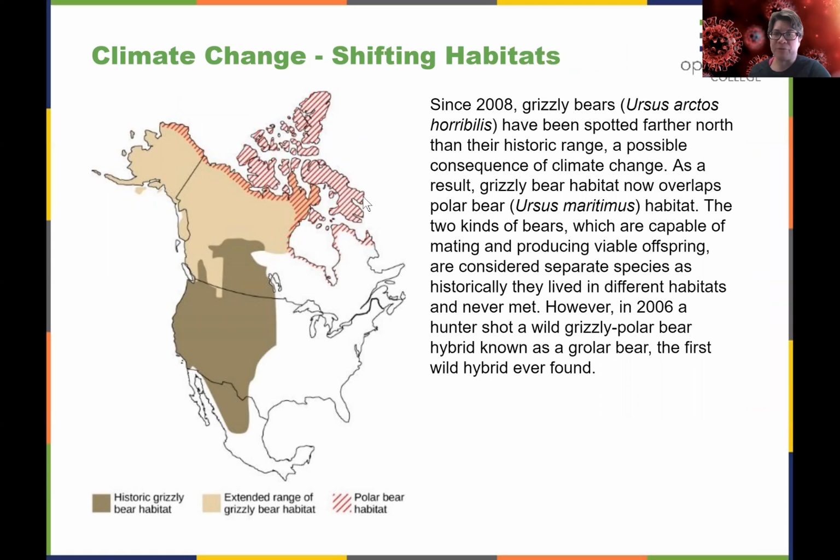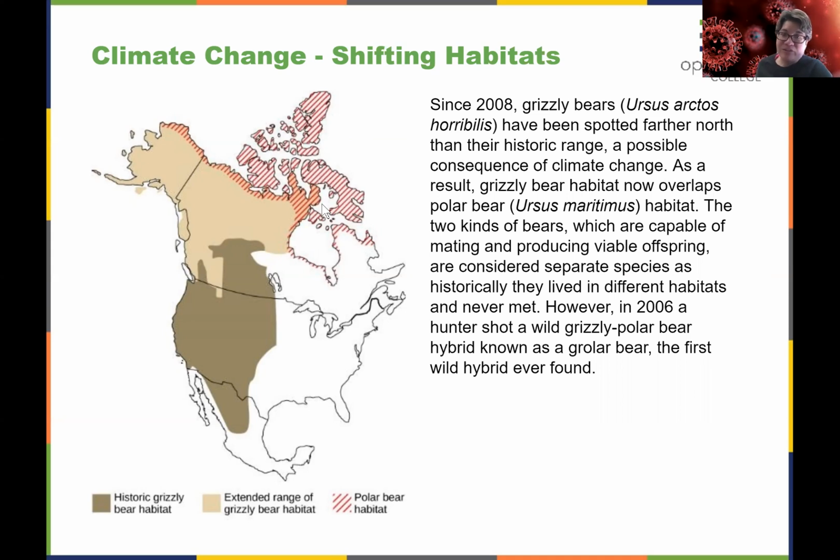Let's see, I'm going to read through this a little bit. As a result, grizzly bear habitat now overlaps polar bear habitat. And so these two kinds of bears, they're capable of mating and producing viable offspring, but they're still considered separate species. And before this, they had never been in the same place at the same time.